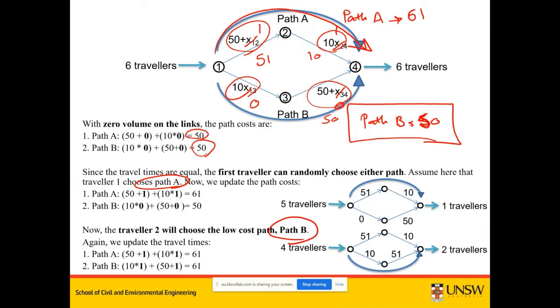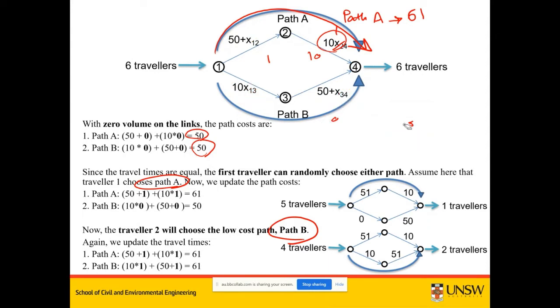And now we can recalculate the travel costs. So let me erase this. It was 50 and 61 before. Now let's see what the link volumes are. This link volume is 1. This was the first person. And now the second person chooses this path. So this is 1, this is 1. And now let's recalculate the path cost. So the first one would still be 61.